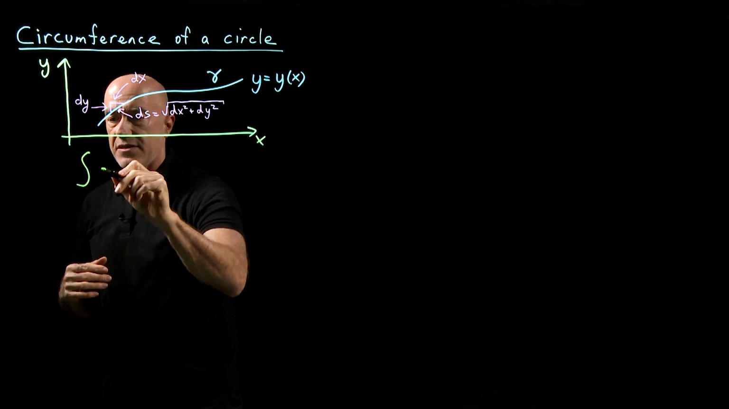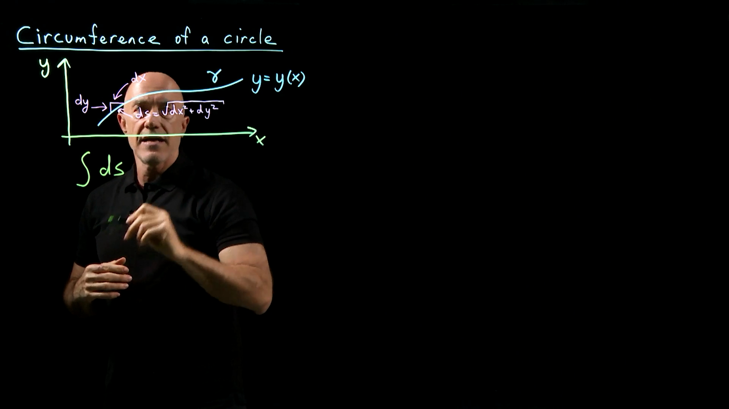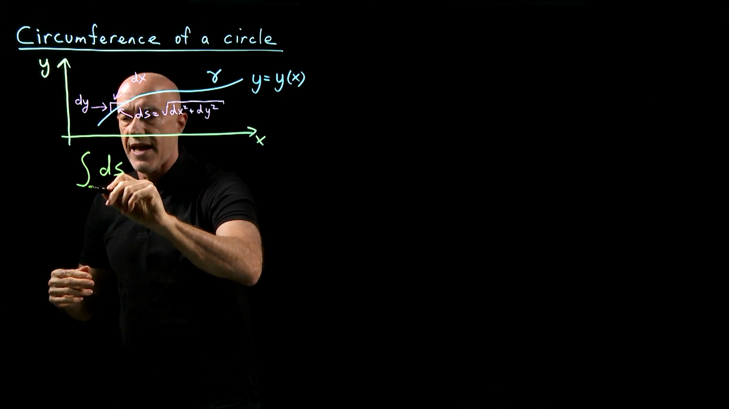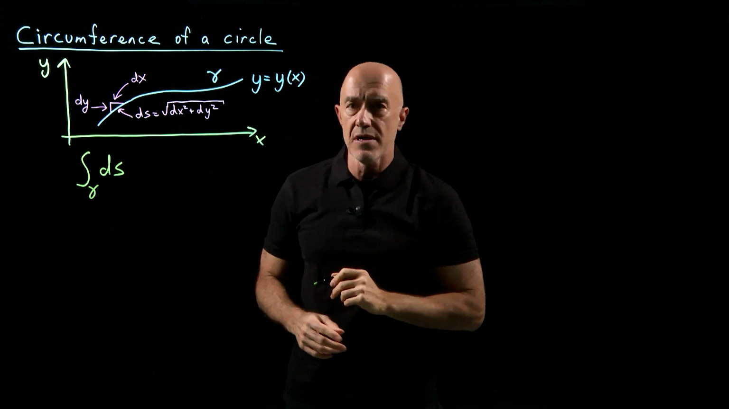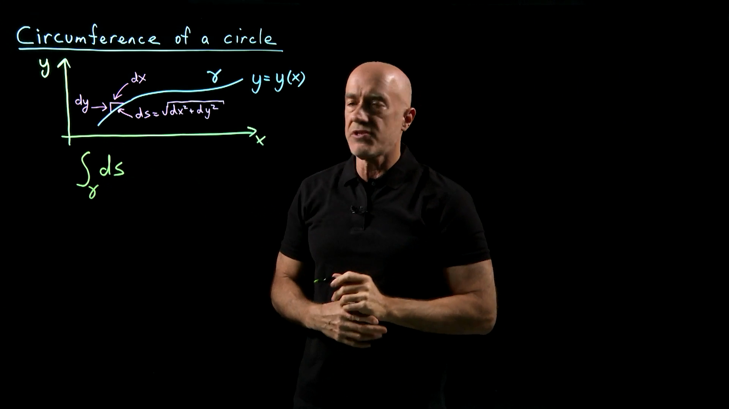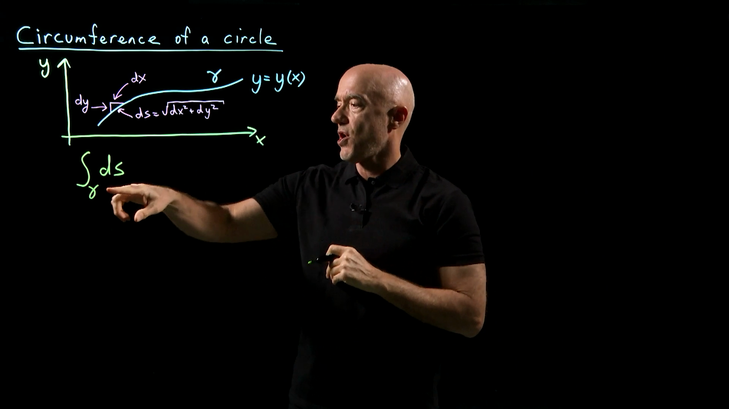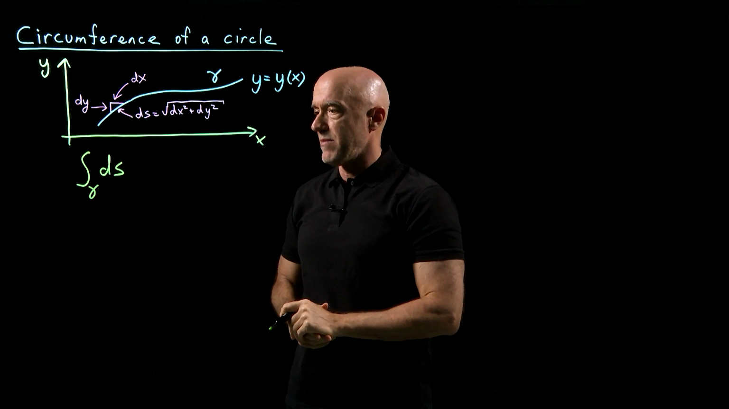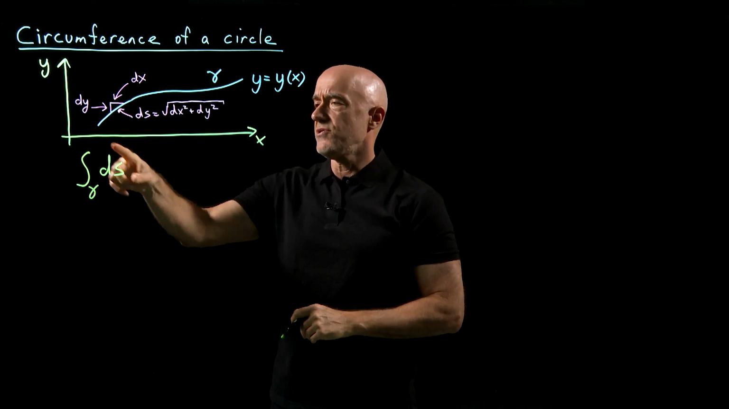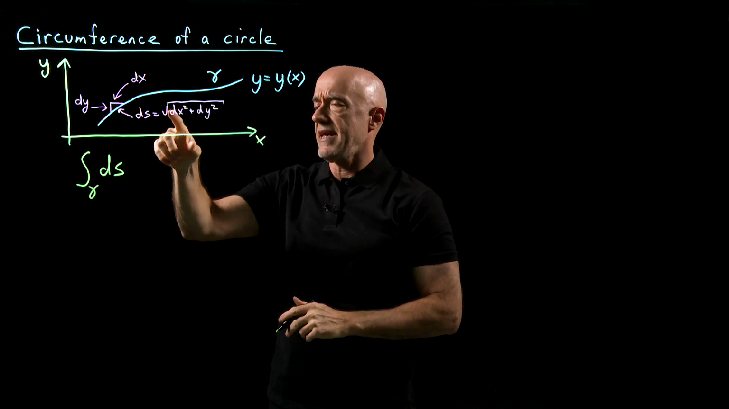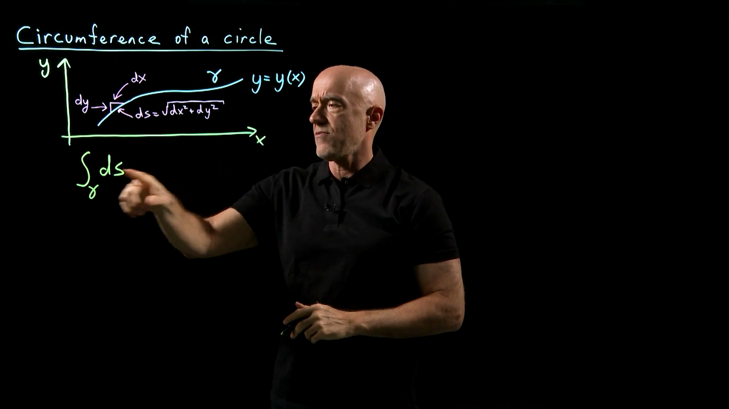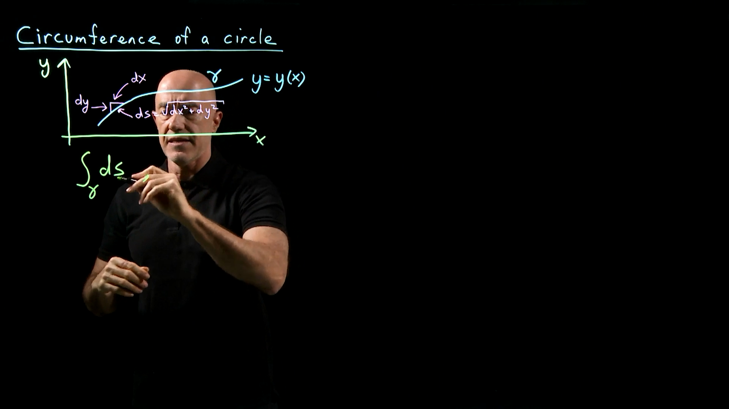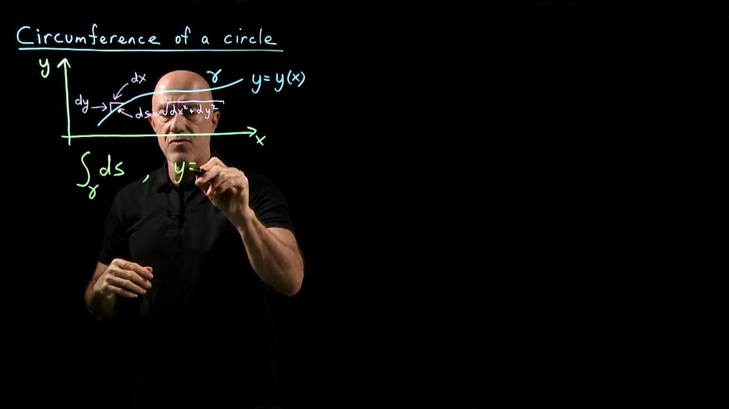So I'll write it as an integral of ds and say that we're going to sum over all the ds's lying on the curve gamma. So I'll put a gamma under the integral sign to show that we're integrating the ds's over this curve gamma. So in order to do that, we have to represent ds in some way that we can do an integral.